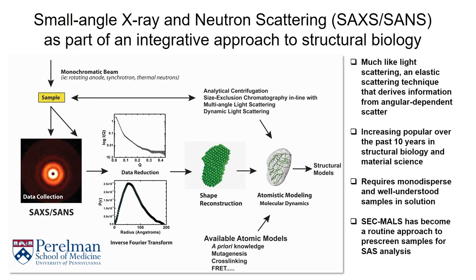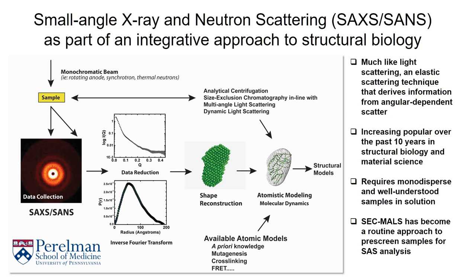Much like light scattering, this is an elastic scattering technique that derives rich information content from the measured angular-dependent scattering. In this approach, a well-understood sample of macromolecules is scattered with a collimated beam of either X-rays or experimental neutrons. The resultant scatter is recorded and circularly averaged to yield a one-dimensional intensity profile, plotted as a function of scattering angle. The data can then be subjected to an inverse Fourier transform analysis to yield a shape distribution function, which provides a description of the lengths of all the interatomic vectors within the scattering volume, providing insight into the shape and spatial extent of the molecule.